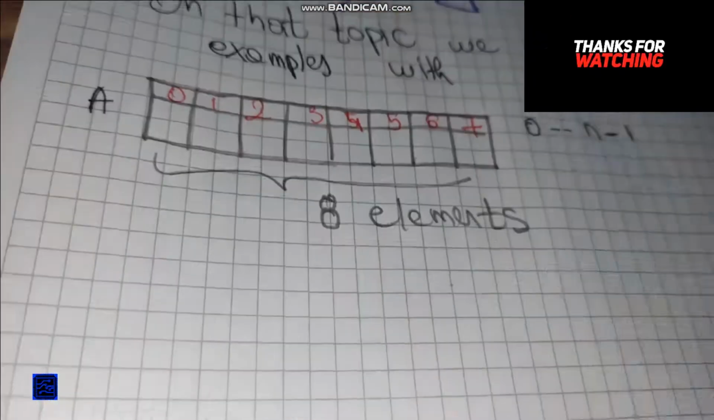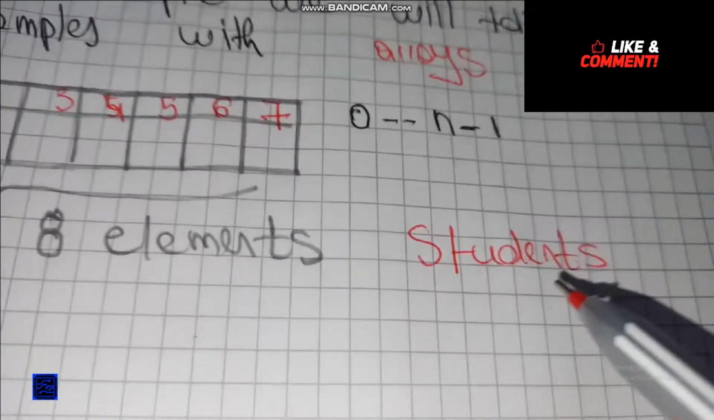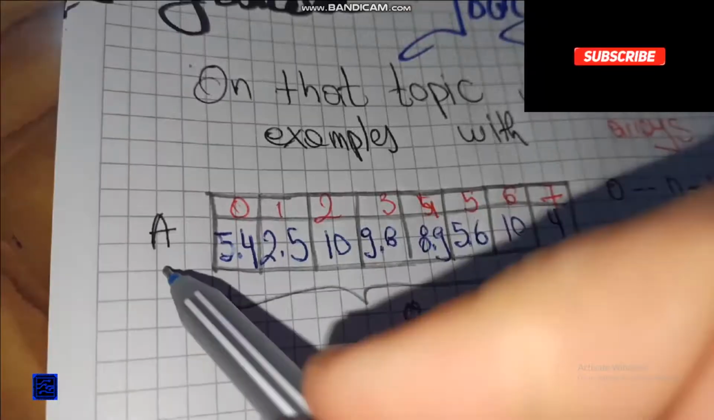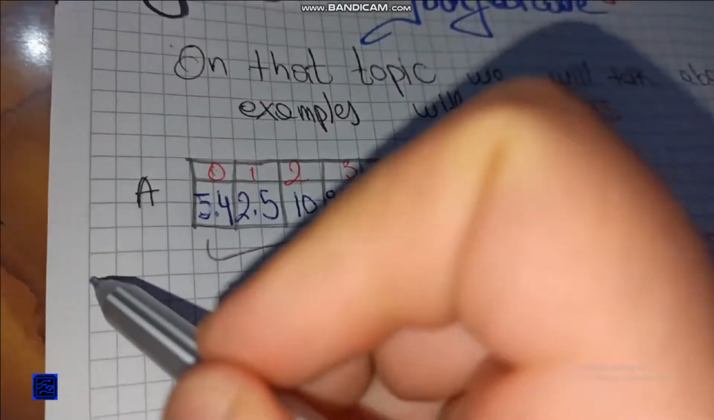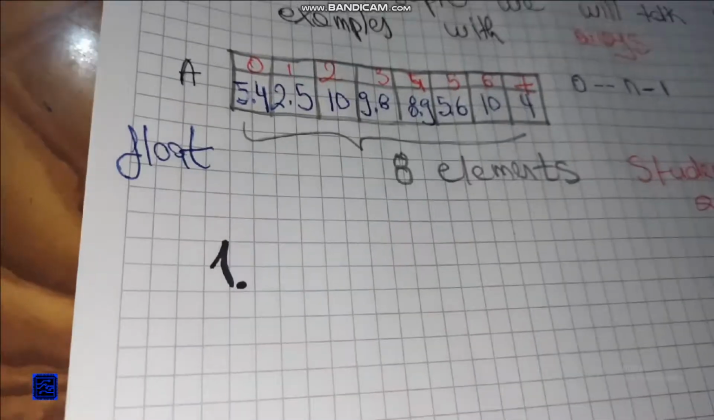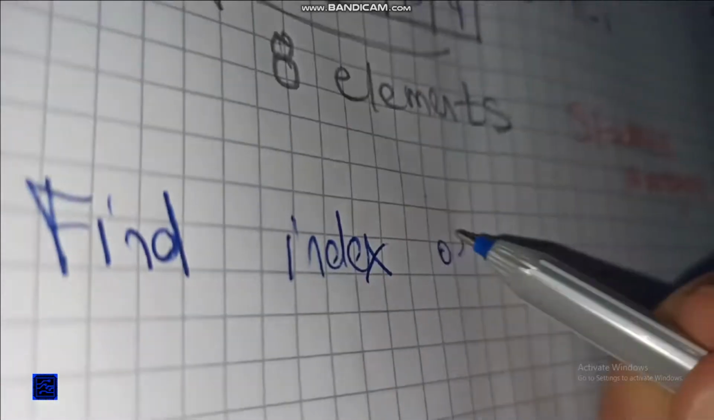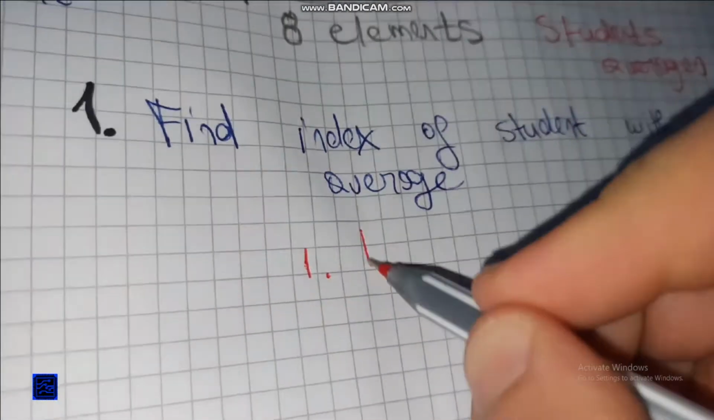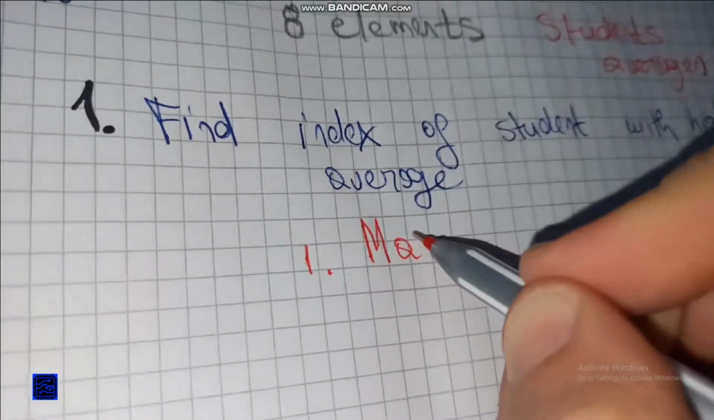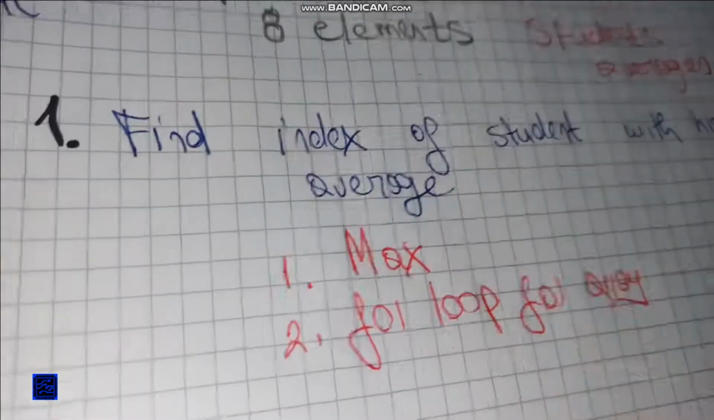If we take as example students' averages, we'll have that is array A and the type of elements is float. The first question that we need to answer is to find the index of the student with the highest average. For that problem we need 1, a variable called maximum, 2, a for loop for the array to test all the elements.